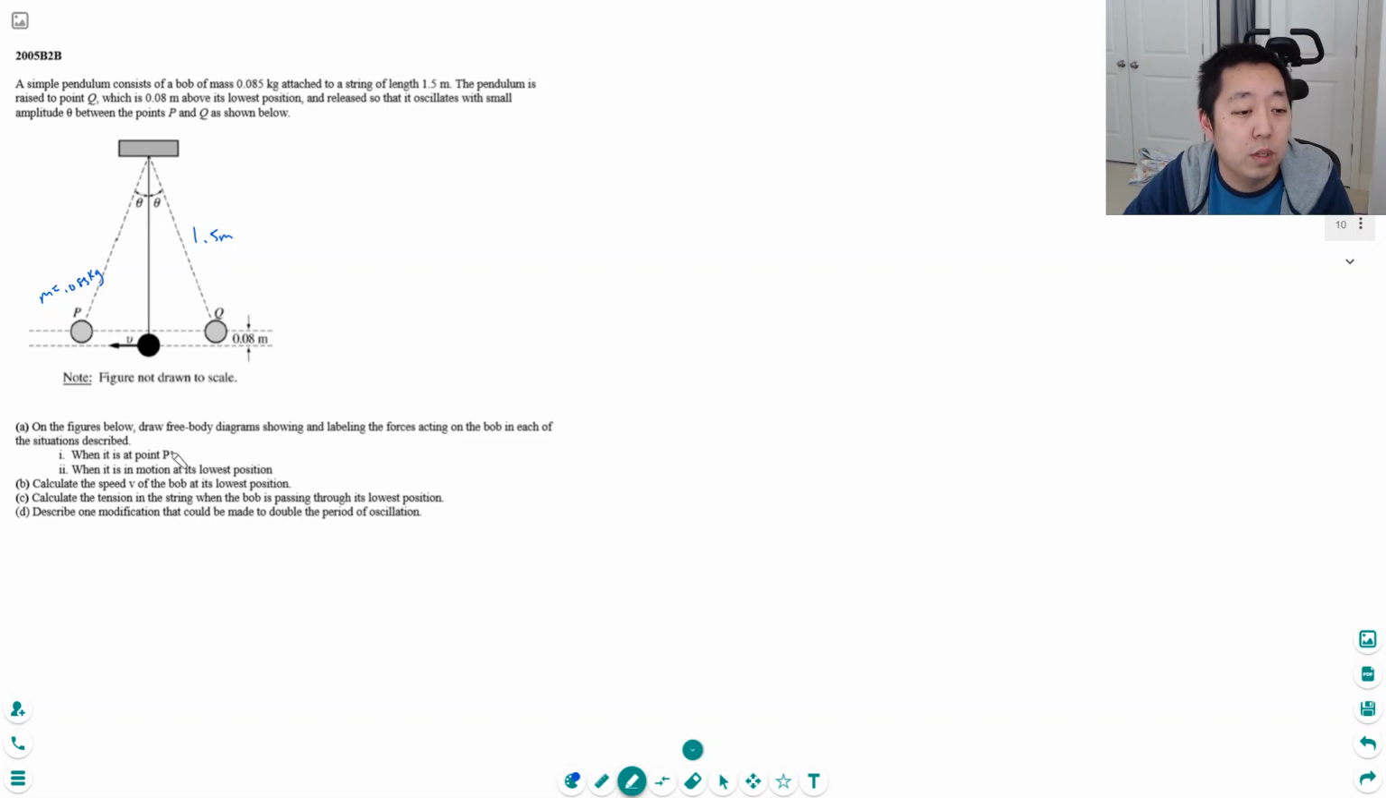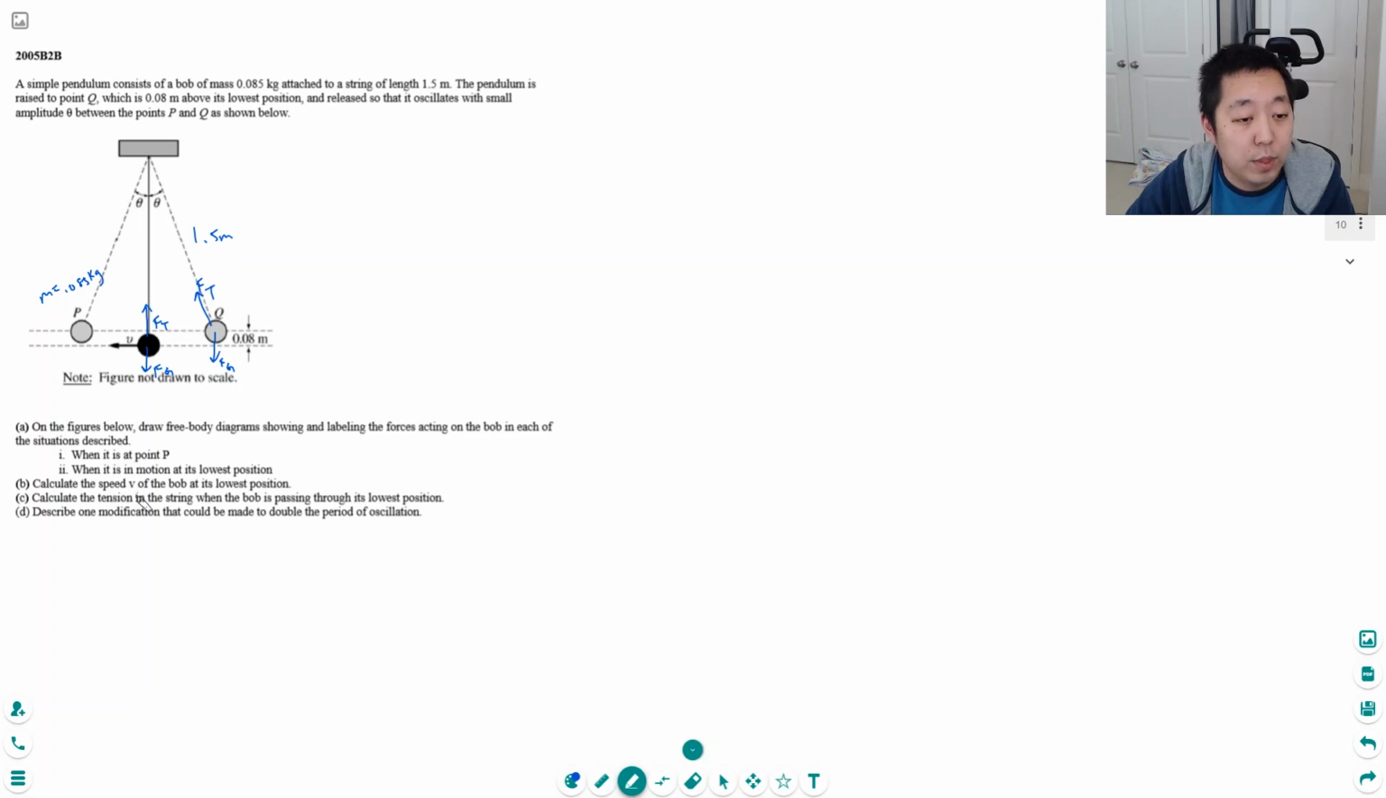On the figures below, draw a free body diagram showing and labeling the forces acting on the bob in each of the situations described. When it's up in this position, we always have gravity acting on it, the force of gravity. And then I have the rope pulling in this direction, the tension on the rope, and we'll call it Ft. And then in the lowest position, I also have the force of gravity still acting down, and an upward force, the force of tension here, and no other forces acting on it.